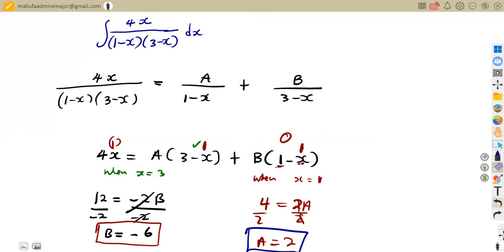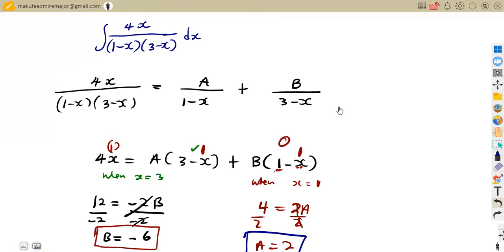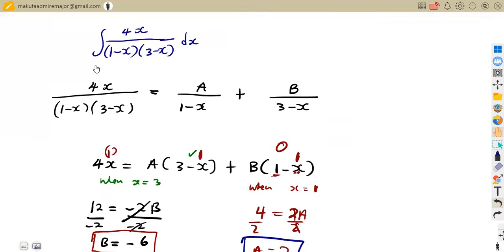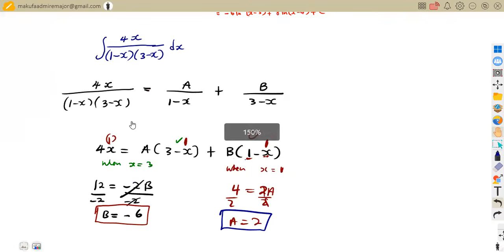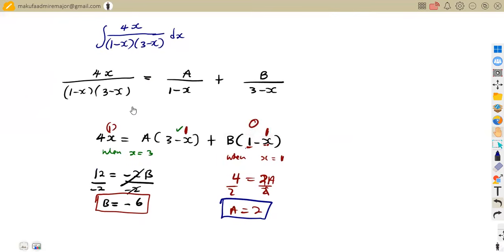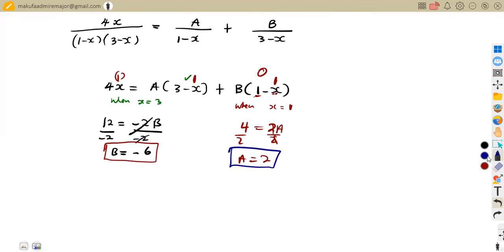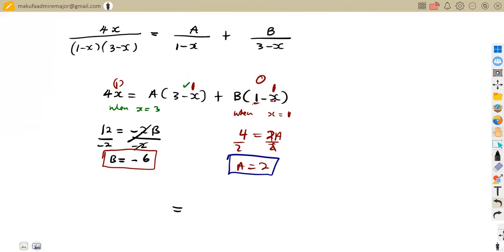But this is not our question. Our question was to integrate this part with respect to x. So what are we going to do? We are going to take the final part now. Let's substitute first. I don't want to confuse you. We have got our a over 1 minus x. This is what we have, a over 1 minus x.